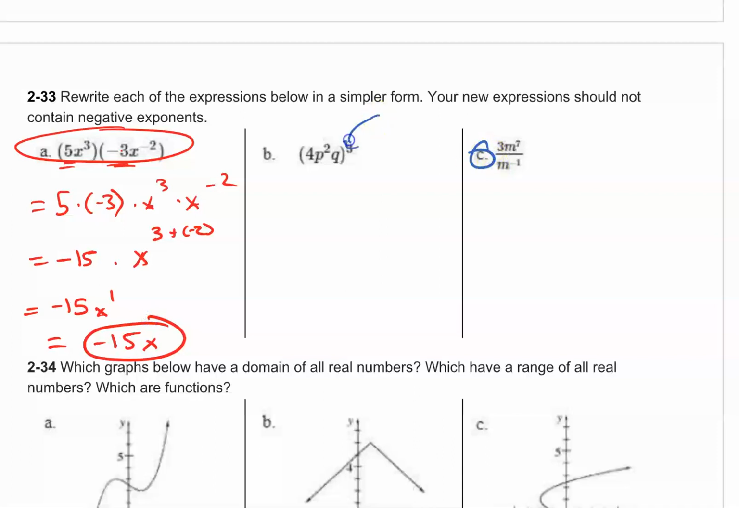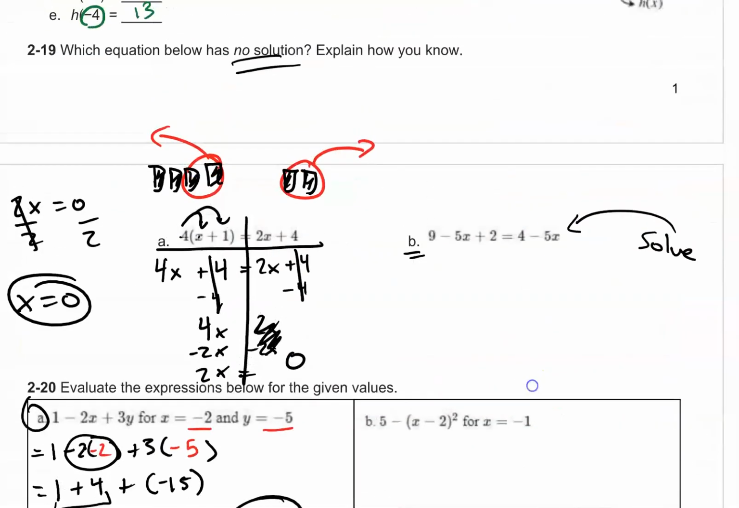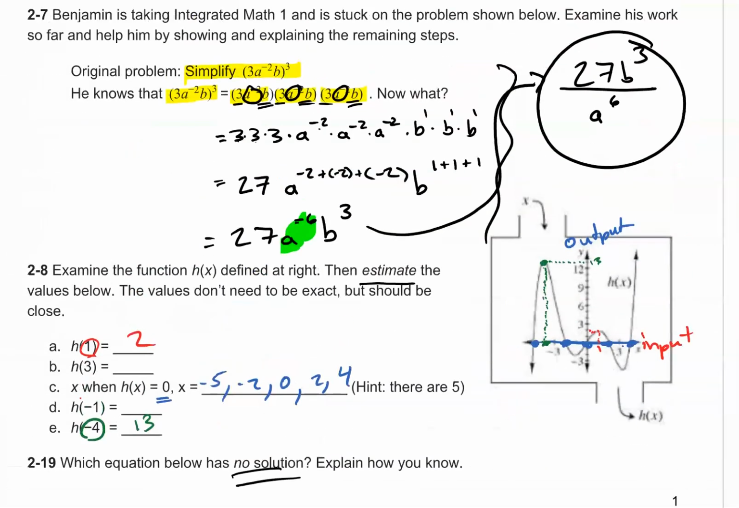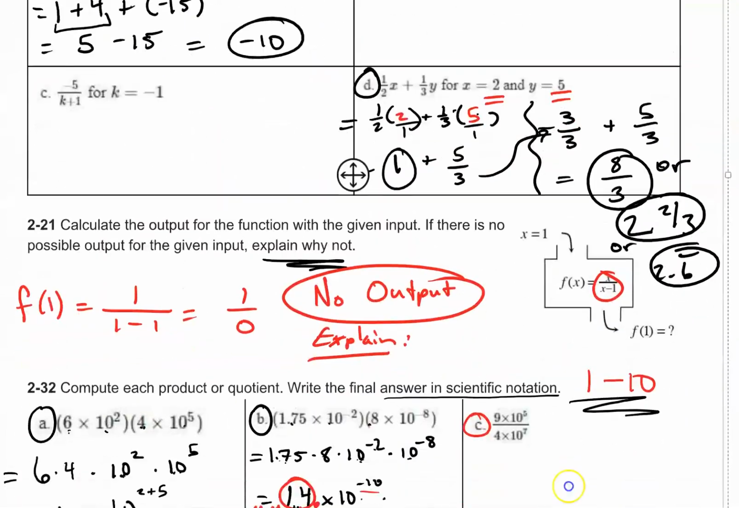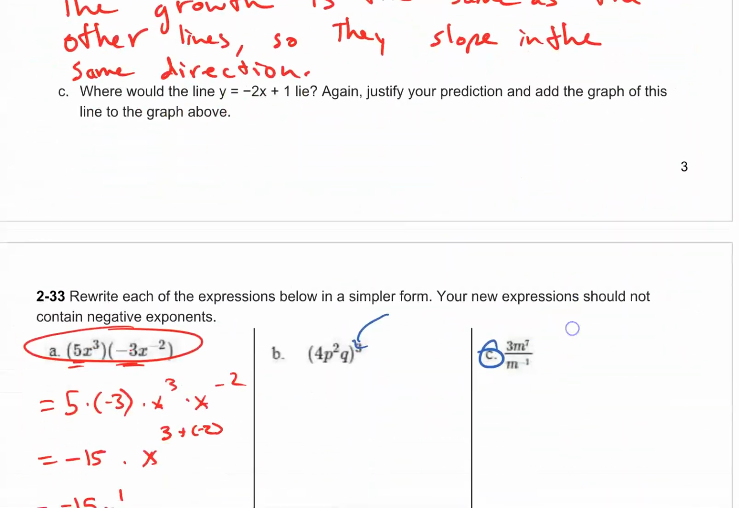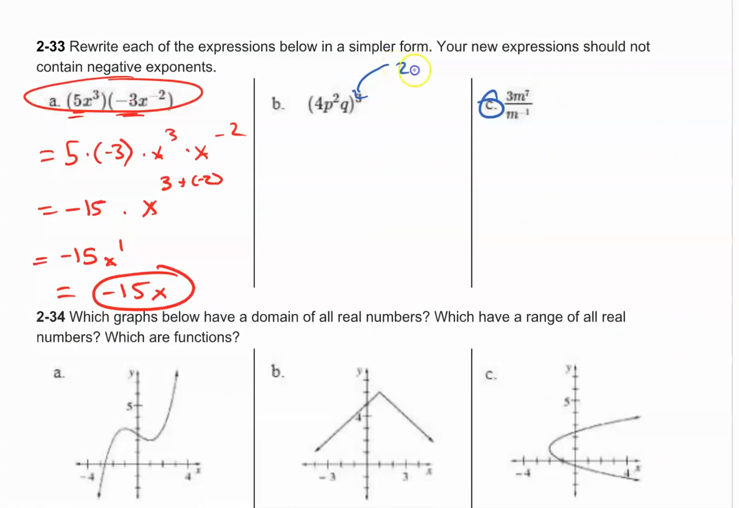I'll do C, you can do B. If you need help on B, just watch the video for 2-7. I solved that one for you. It's really similar to 2-7. So go back to 2-7 for B.